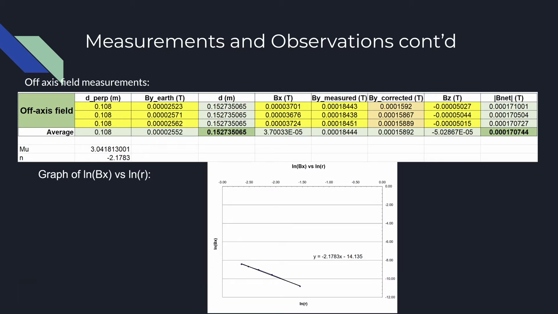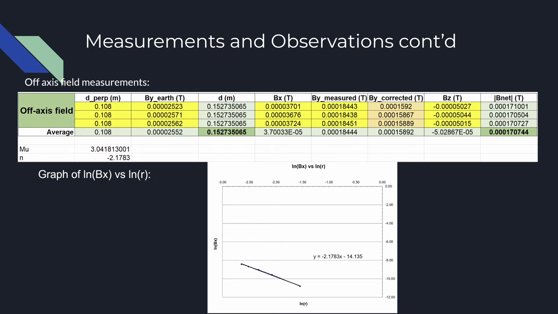For off-axis field, my average perpendicular distance was 10.8, my average magnetic field in the y direction from Earth was 2.5 times 10 to the negative fifth. My d is going to be 10.8 times the square root of 2, which is going to be about 0.153. My magnetic field in the x direction is going to be 3.7 times 10 to the negative fifth. My magnetic field that I measured in the y direction is going to be about 1.8 times 10 to the negative fourth. My corrected y component of my magnetic field is about 1.6 times 10 to the negative fourth.